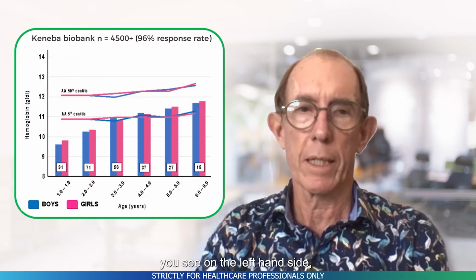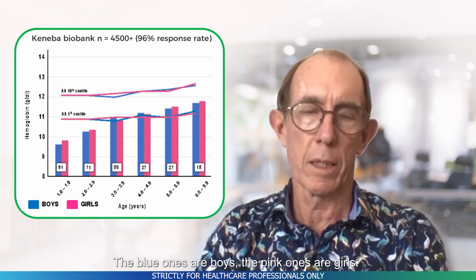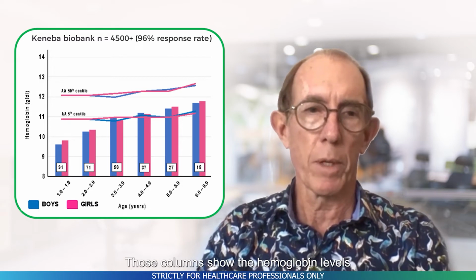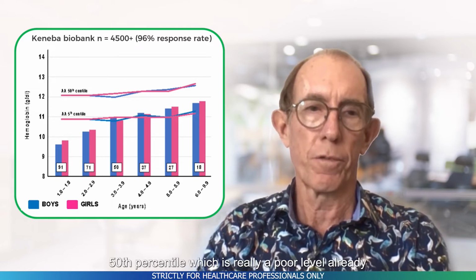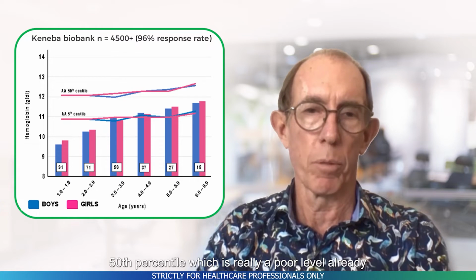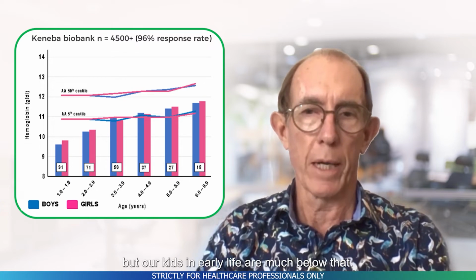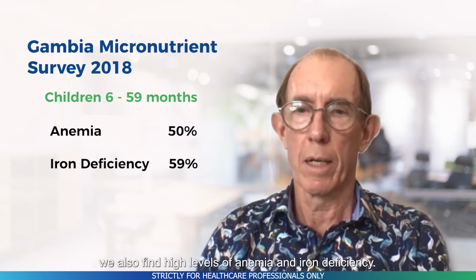If we look in my own country, Gambia, you see on the left-hand side, the highly anemic kids, the blue ones are boys, the pink ones are girls. Those columns show the hemoglobin levels, and we compare them to the African American 5th centile, which is really a poor level already, but our kids in early life are much below that. And in terms of a national survey, we also find high levels of anemia and iron deficiency.